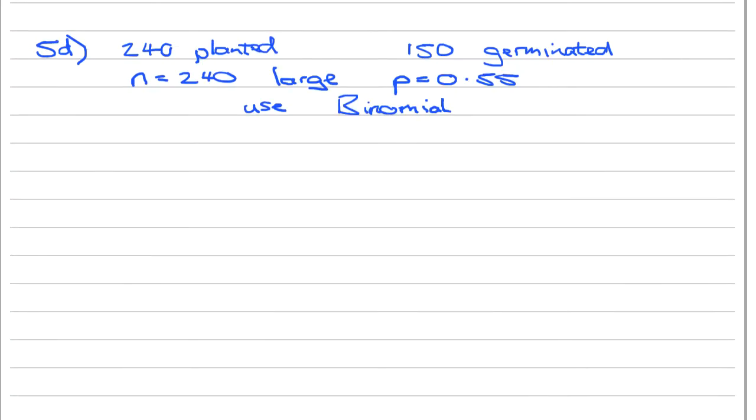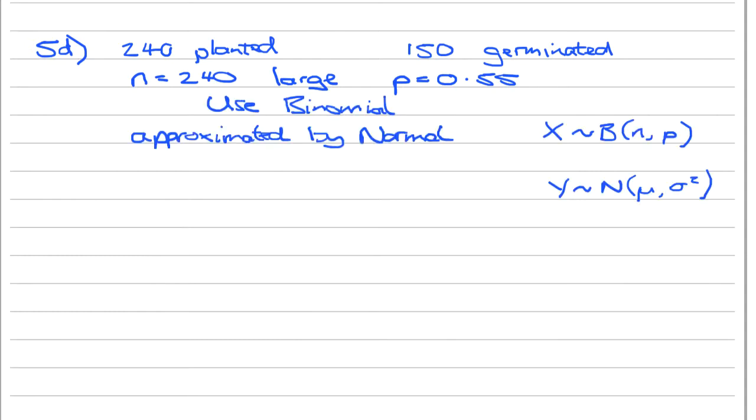Now I've summarised the key part to start 5D. We've got 240 planted and 150 germinated. So our n is going to be 240, and our p from the first part of the question is 0.55. So these are both conditions where we can use the binomial. So what we're going to do is we're going to use the binomial approximated by the normal distribution.